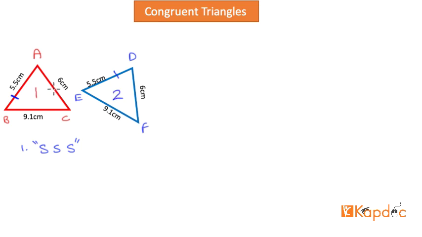The second side is 6 centimeter. It is the side AC, correct? So it is 6 centimeter, and I also have an equivalent side in the second triangle, and that is DF. And the last one is side BC of triangle 1, 9.1 centimeter, and I find an equivalent side here as well. So we have all three sides matching, and therefore we will say that triangle 1 and triangle 2 are congruent. And this symbol, a tilde with two lines underneath, really means that two shapes are identical to each other or not.